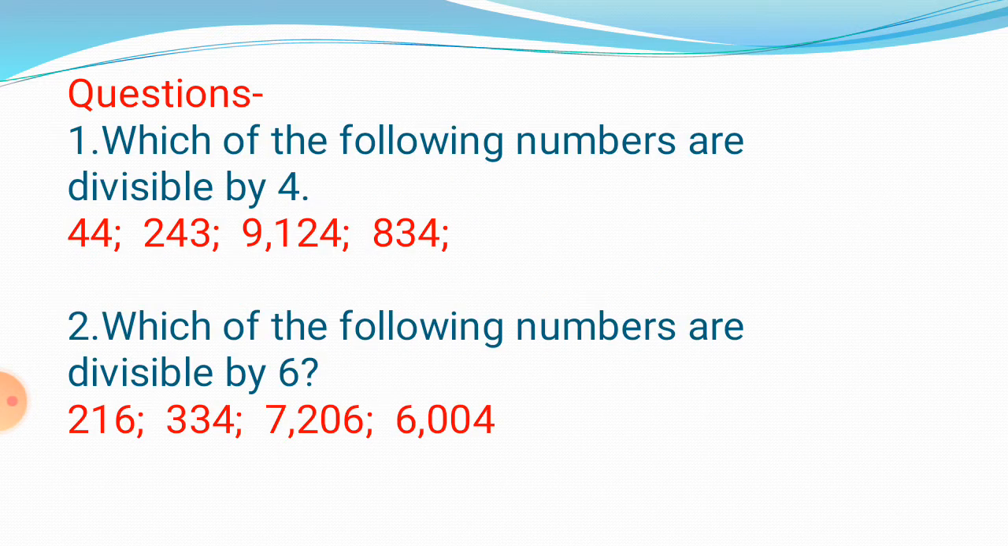Students, I have some questions for you. My first question is, which of the following numbers are divisible by 4? The numbers are 44, 243, 9124 and 834. And my second question is, which of the following numbers are divisible by 6? The numbers are 216, 334, 7206 and 6004.